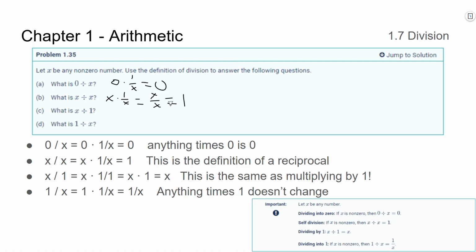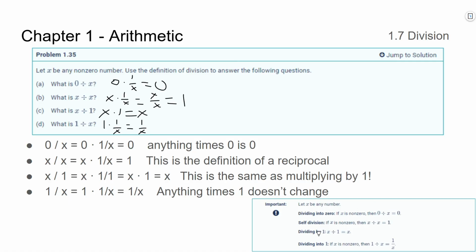That leads us back to our identity. So now we have x times, what's the reciprocal of 1? It's just 1. So then that's going to be x. And what is 1 divided by x? Well, 1 times the reciprocal of x, 1 over x. 1 times anything is just whatever you had, so that's going to be 1 over x.